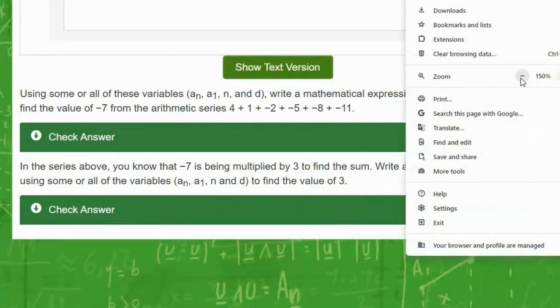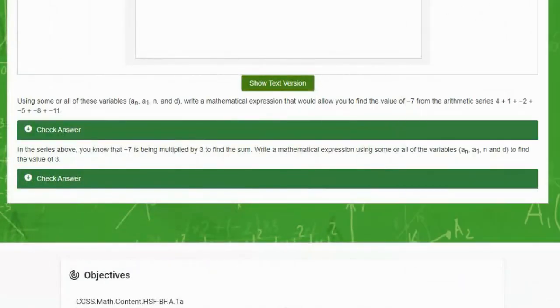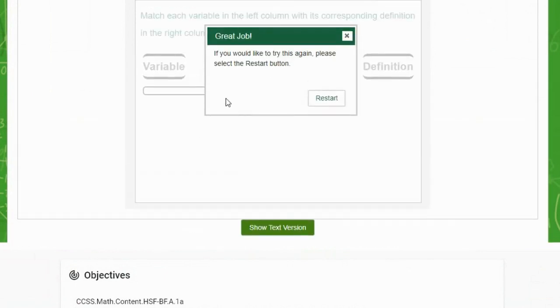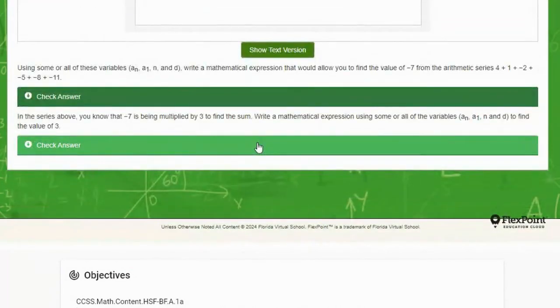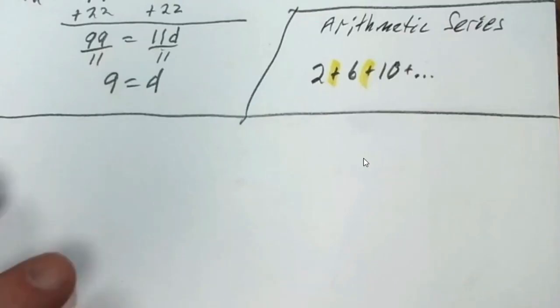All right, let's go back and make this smaller again so we can see more. All right, let's see. They were adding the first and last together to find that -7 up here. That kind of gives us a hint towards a formula for an arithmetic series. So it says using all these variables, A sub n, A sub 1, n, and d, write a mathematical expression that would allow you to find the value of -7 from this series. All right, so let's try that. That sounds like a challenge.